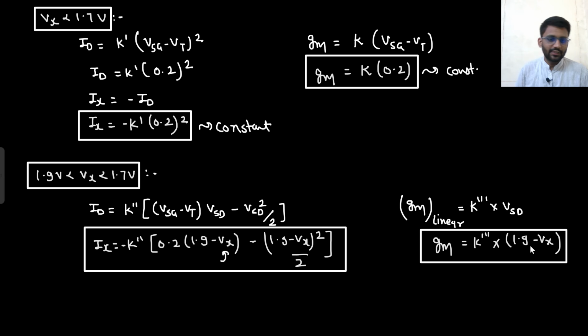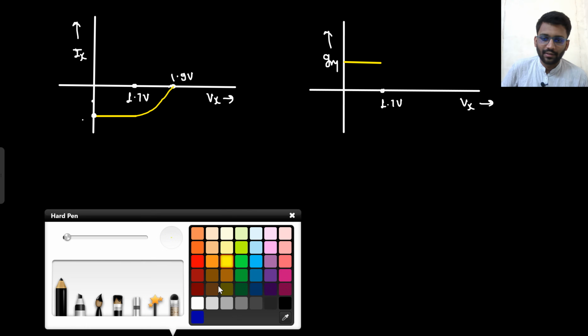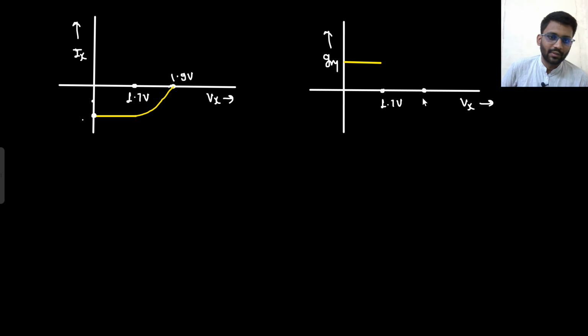And what about this? This will certainly be completely linear. At 1.9 it will be 0. So this will certainly be linear. This will be your 1.9 volt. This is a linear expression, so it will linearly go down. That's it. So till 1.9 we have written it down.